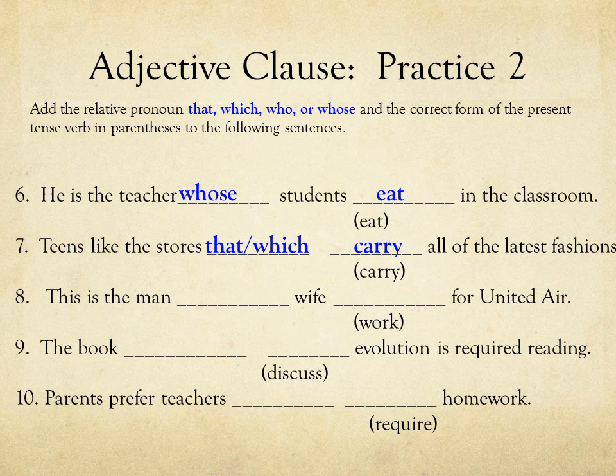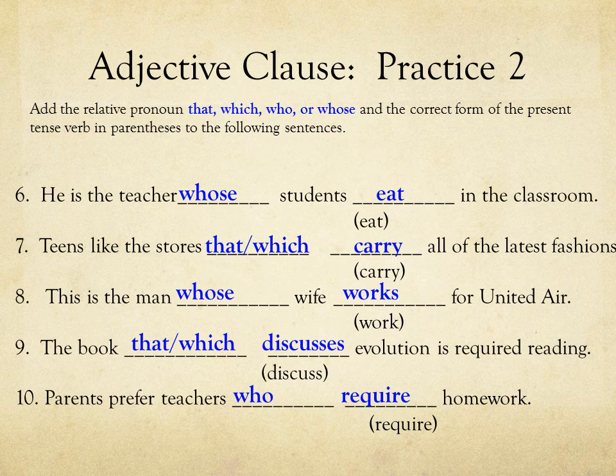Number 8, whose wife works for the United Air. Number 9, the book which discusses evolution is required reading. You could also use that. Parents prefer teachers who require homework.